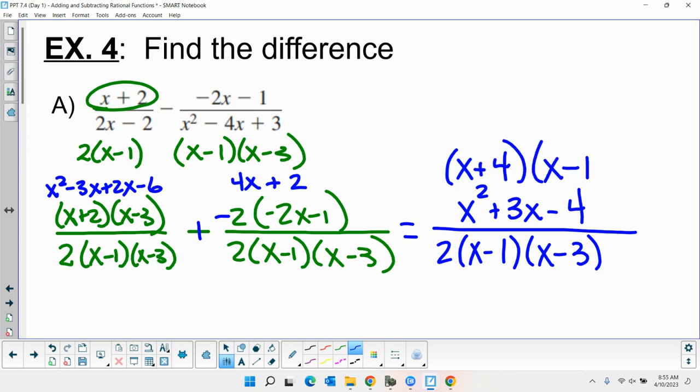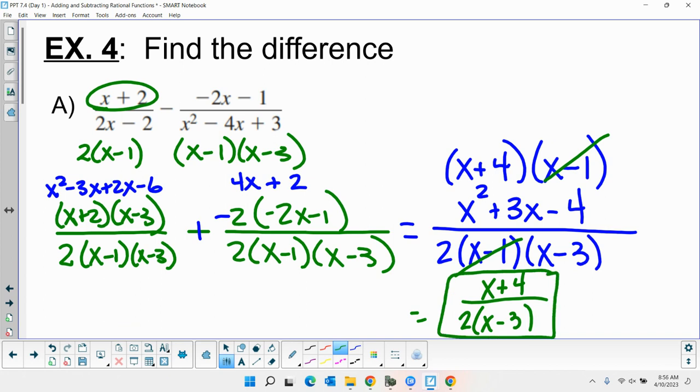So now do we see common factors? We do, don't we? So our final answer, x plus 4 is in the top, and then the 2 and the x minus 3 is in the bottom. Questions?